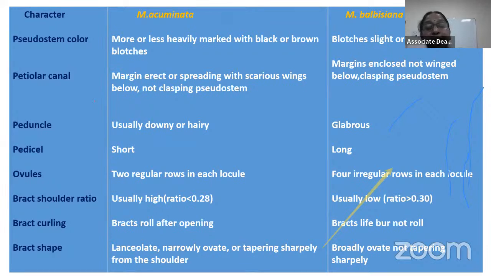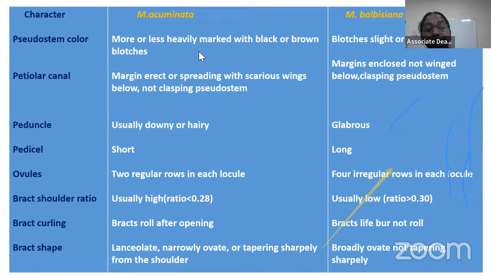Coming to the peduncle, usually it is downy or hairy in nature, whereas it is glabrous in Musa balbisiana. And the pedicel, generally it is short, whereas in balbisiana it is comparatively long. And ovules: generally 2 regular rows in each locule are arranged in Musa acuminata, whereas 4 irregular rows in each locule are arranged in balbisiana.